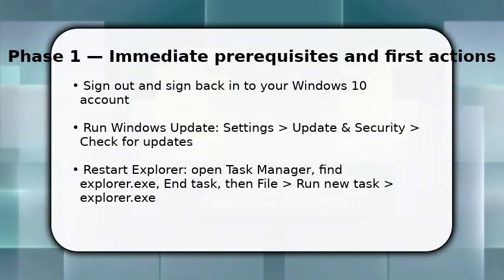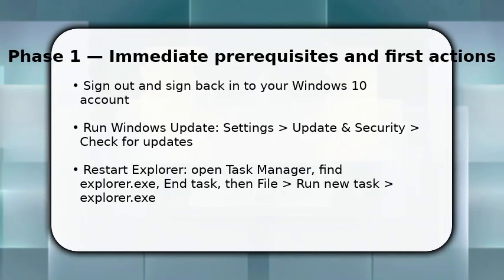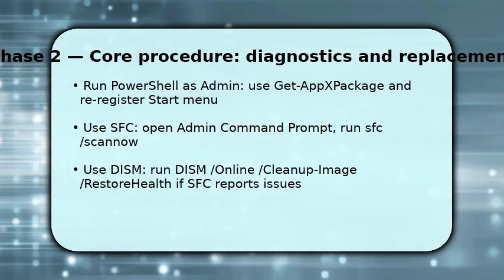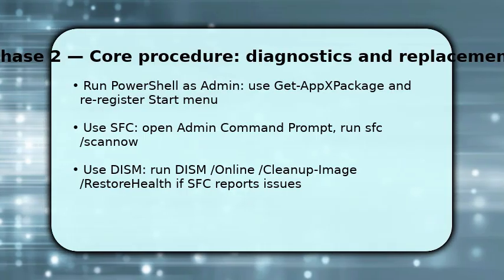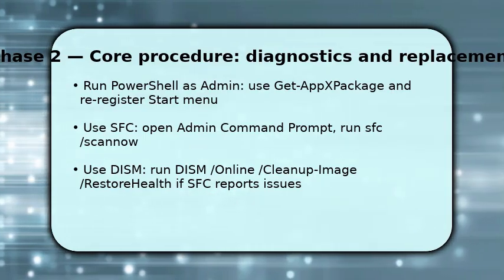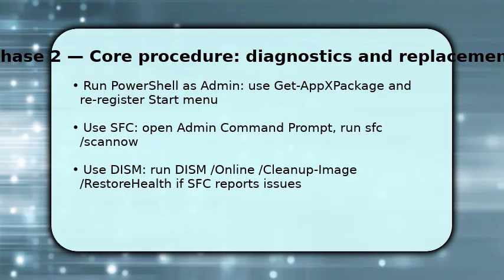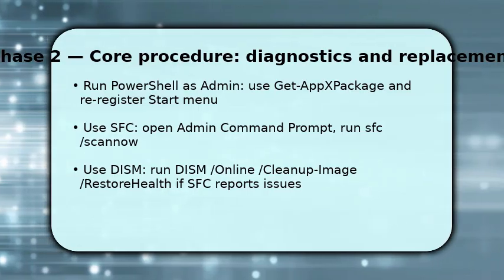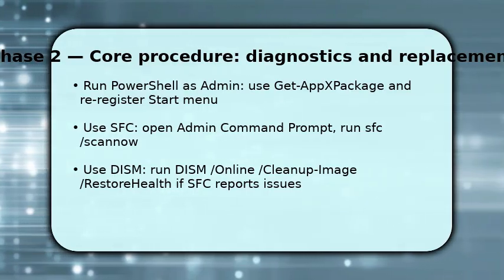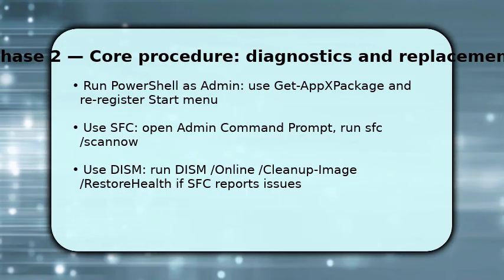Open PowerShell as administrator and re-register Start menu apps with the Get-AppxPackage and Add-AppxPackage commands. This reinstalls broken app registrations. Then run System File Checker in an elevated command prompt with sfc /scannow to restore corrupted files.